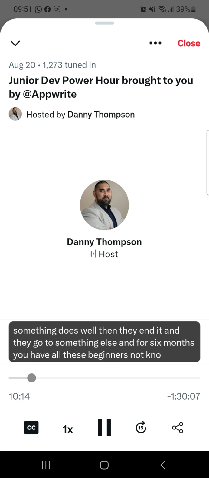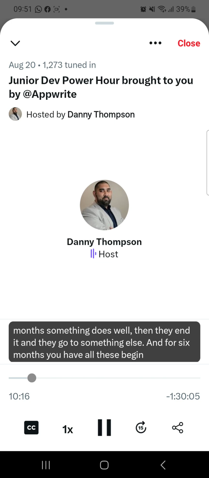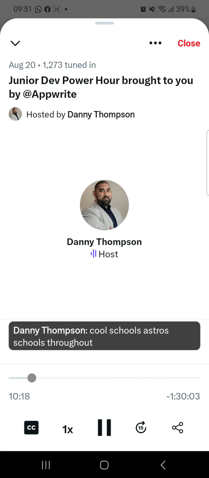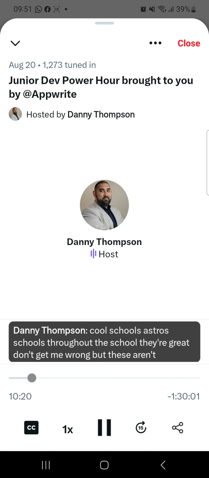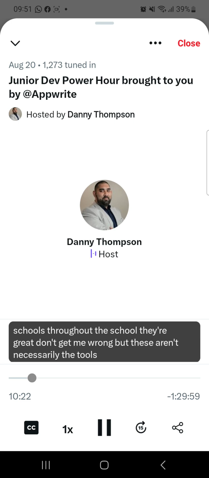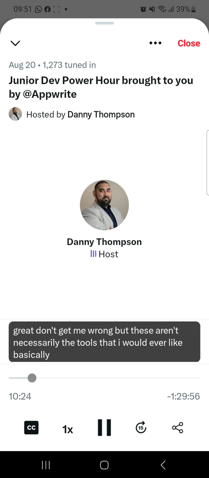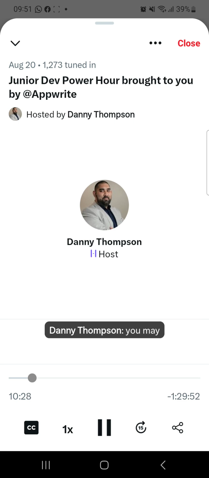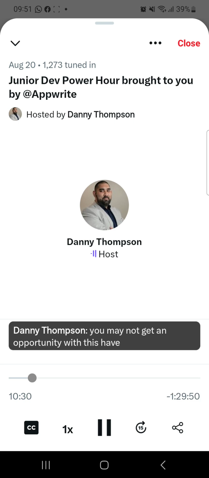Svelte was popular, and then Astro and all these other cool tools. Astro's cool, Svelte is cool. They're great, don't get me wrong, but these aren't necessarily the tools that I would ever push towards a beginner, because I'm saying then, hey, you may not get an opportunity with this. Have you looked into what the market is?